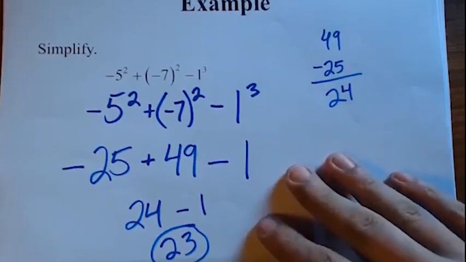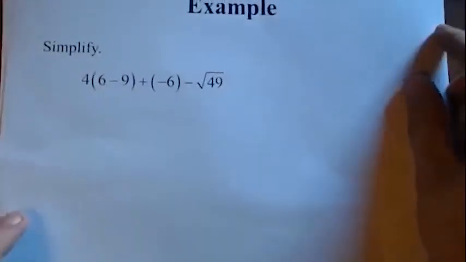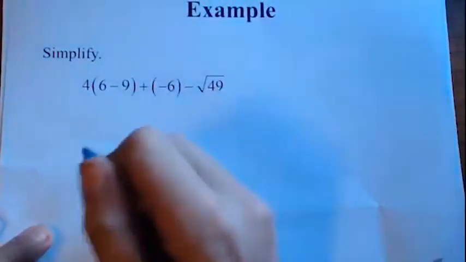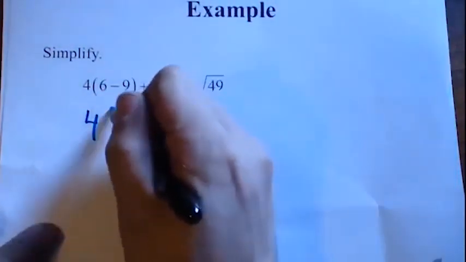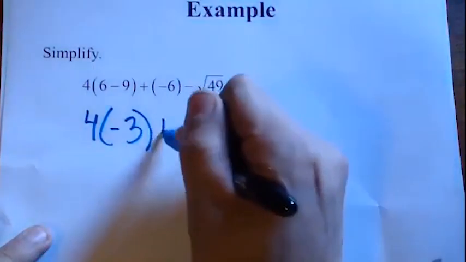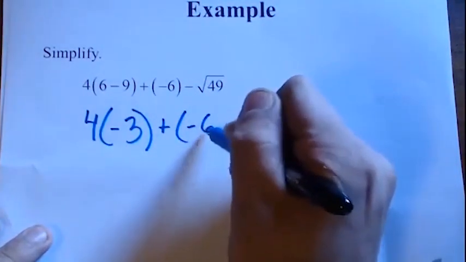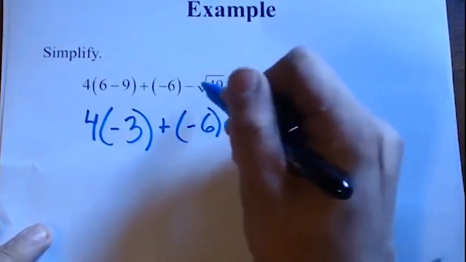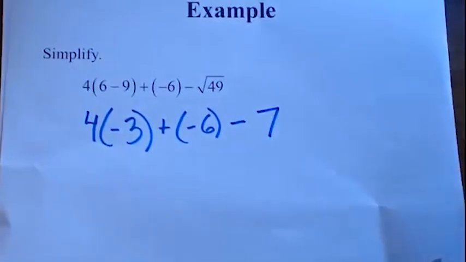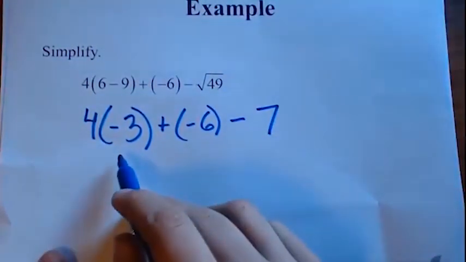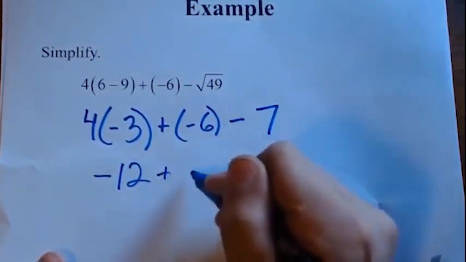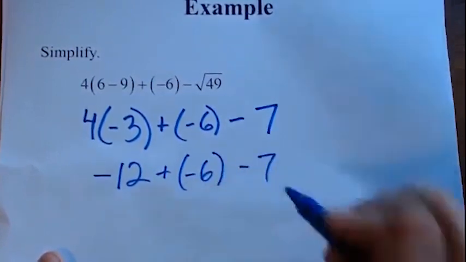Finally, for these sorts of problems, working in parentheses gives us 6 minus 9 is negative 3 there, plus negative 6, nothing to work on, minus the square root of 49, which is 7. 4 times negative 3 is negative 12, plus negative 6 minus 7.